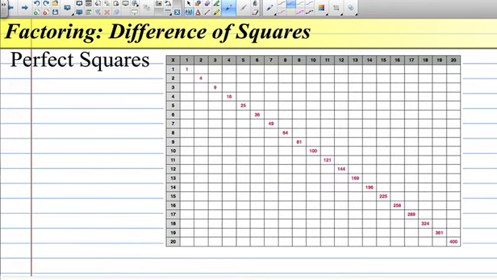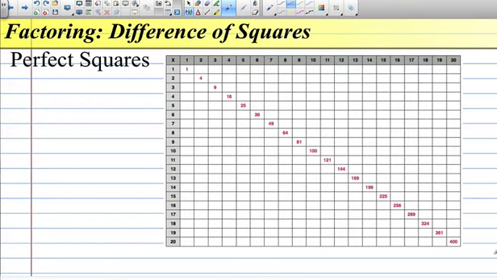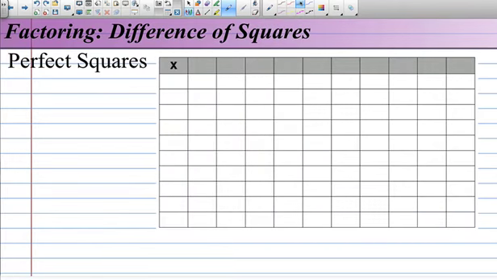Difference of squares questions are much like perfect square trinomial questions in that we have to know the perfect squares. The diagonal contains all the perfect squares, and of course that would go on forever. You need to be able to recognize these perfect squares. In addition, we also need to consider fractions. So for example, if we have 1/3 times 1/3, we get 1/9. That is a perfect square.